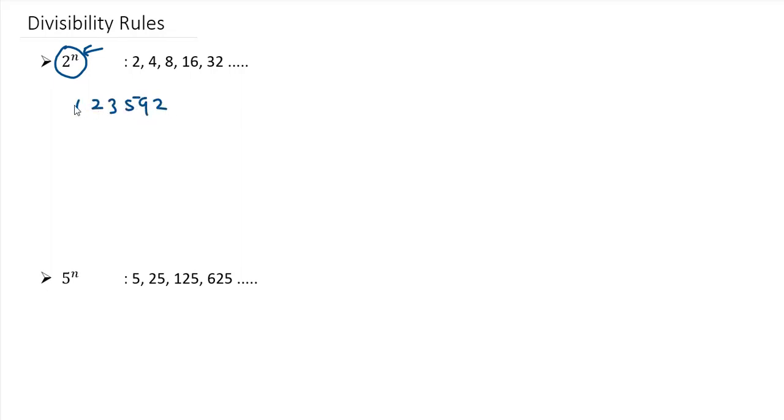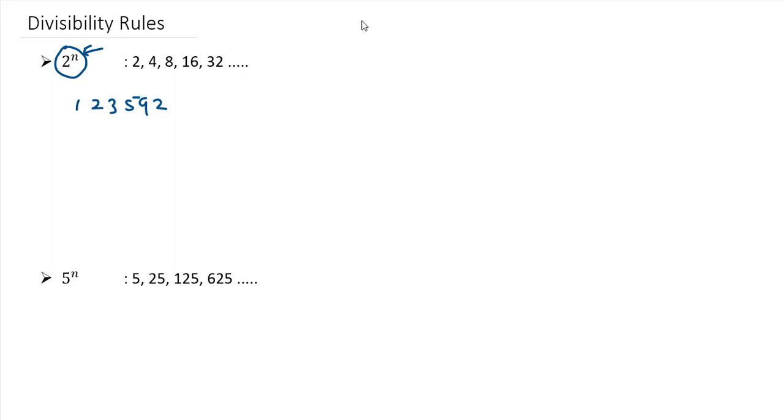If you want to check whether this number is divisible by any of the numbers 2, 4, 8, 16, 32, or if you want to find the remainder when this number is divided by any number of the form 2 raised to n, all you will have to do is check whether the last n digits are divisible by the respective number or not. So what is the value of n?